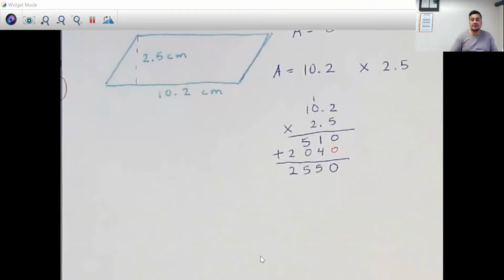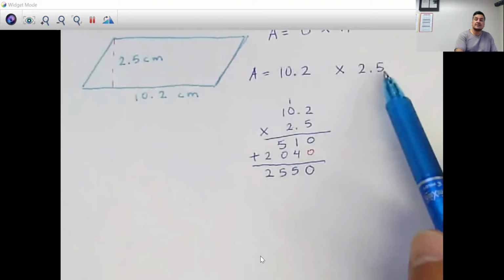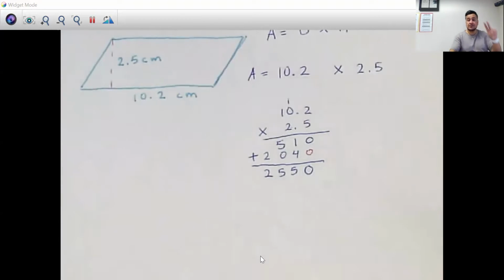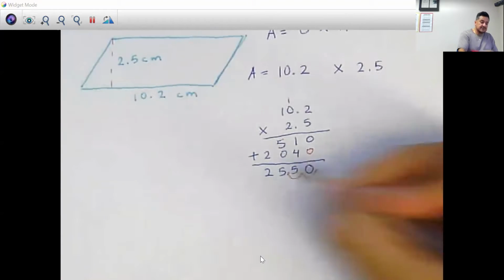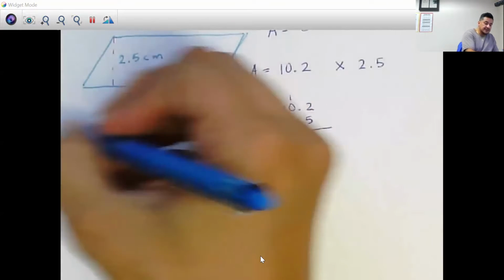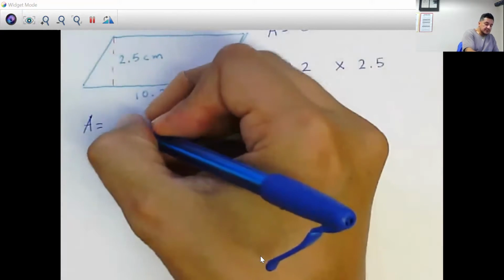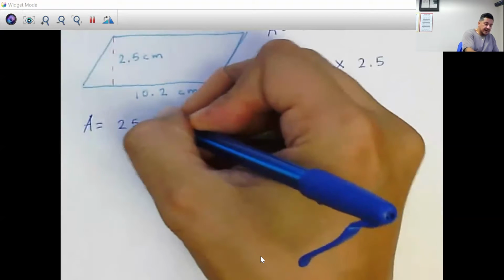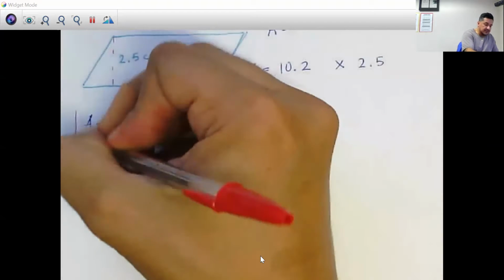So far we have 2,550, but that's not the area of this thing, right? We have to move the decimal over the number of times that we see a number to the right. So here's one number to the right of the decimal. Here's another number to the right of the decimal. So total is 2. So I'm going to move this decimal over 1, 2 times. And the area of this parallelogram is equal to 25.5 centimeters squared. Okay, so that's going to be important.